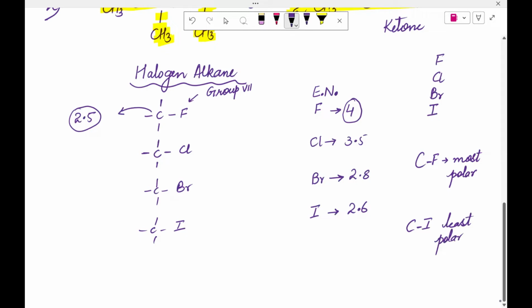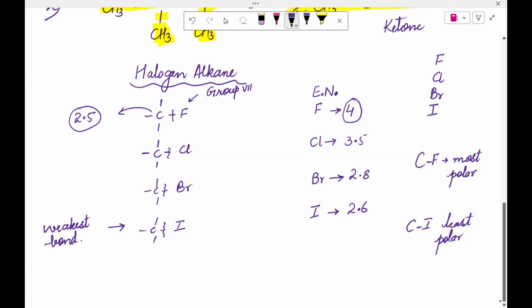Can you tell me now which one has the weakest bond? C-I. Yes, C-I is the one which has the weakest bond because of the least electronegativity difference.